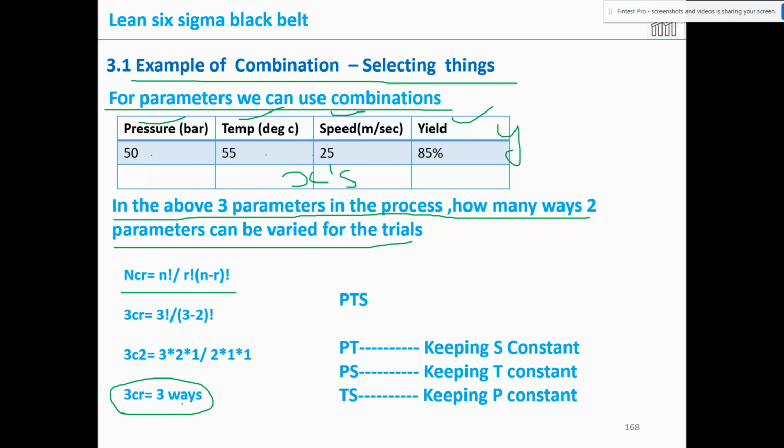What is that? Pressure and temperature you can change, keeping speed constant. Then pressure and speed you can change, keeping temperature constant. Temperature and speed you can change, keeping pressure constant, and observe the yield and select the best combination of the parameters with respect to the yield. So this is an example of combination.